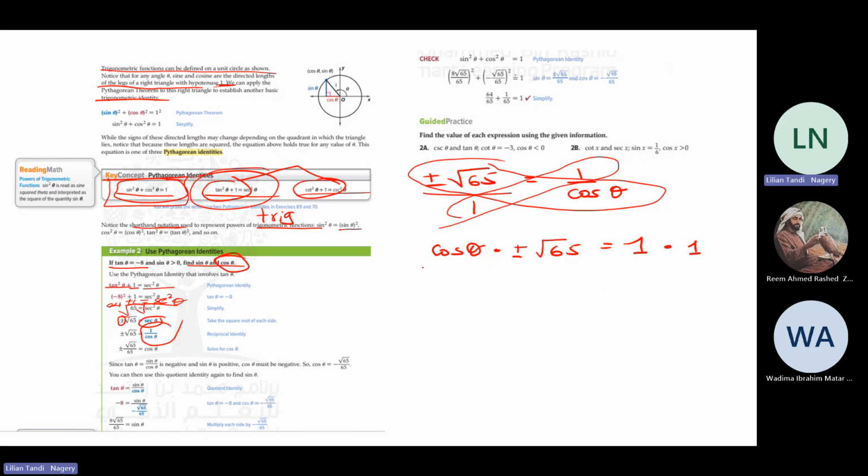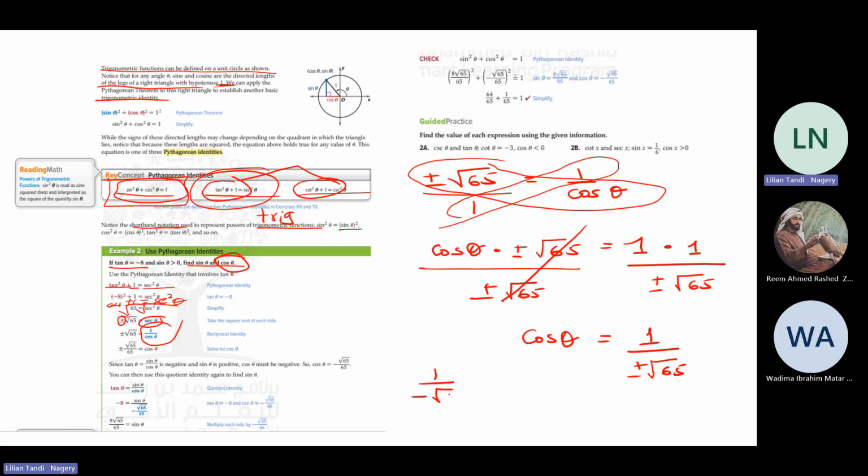You want cos theta, so you divide by plus or minus square root of 65, and this goes away. Cos theta equals 1 over plus or minus the square root of 65. So that means cos theta is either 1 over negative square root of 65 or 1 over square root of 65.